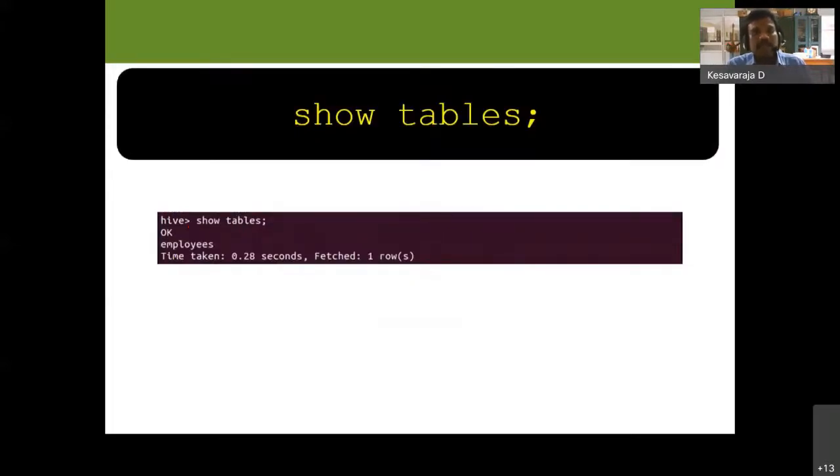Show tables is a command which lists all the tables available inside my database. Show tables is a HiveQL, Hive Query Language, query. So we list all the tables placed inside my database.